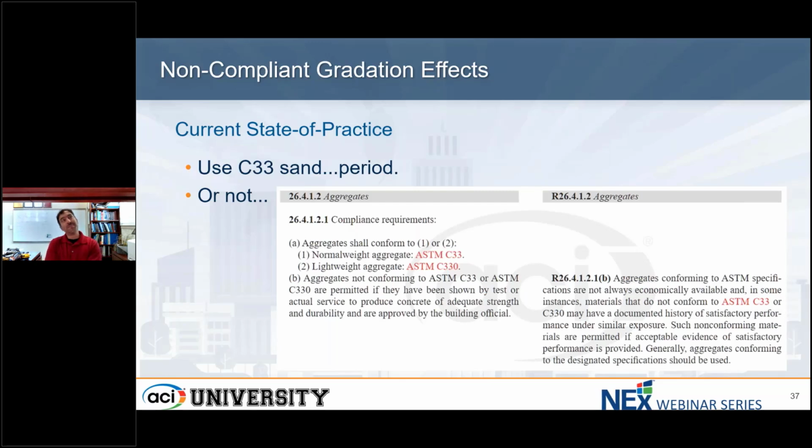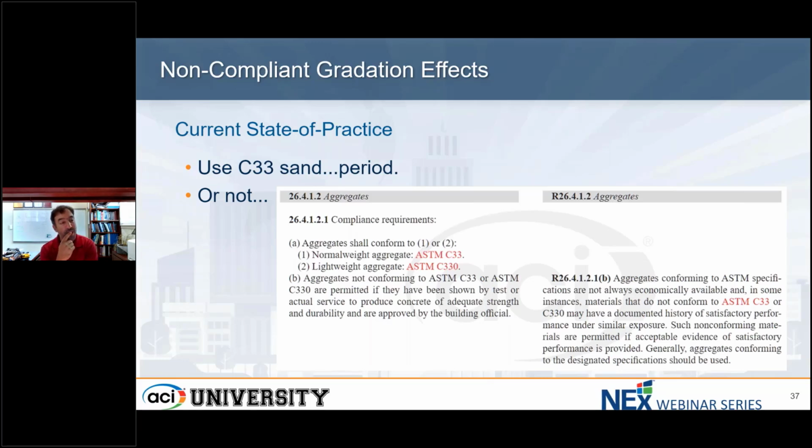Well, okay. DOTs are pretty conservative. Most DOTs say use C33 sand. That's it. Period. Can't change it. But if we look at ACI 318 for structural concrete, ooh, man, look at that. Aggregates shall, okay, got mandatory language, conform to C33, okay. But look, we have section B here. Aggregates that don't conform are permitted if they've been shown by tests and service to have adequate strength and durability.